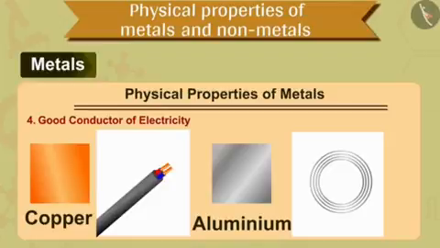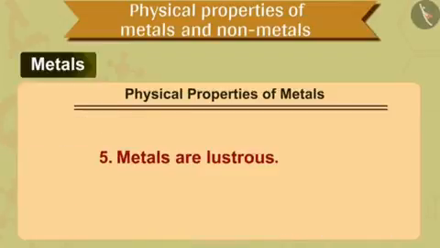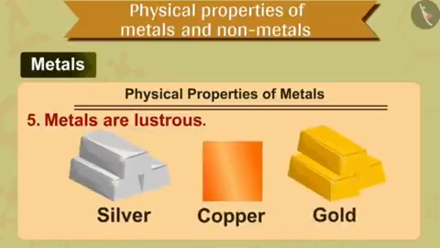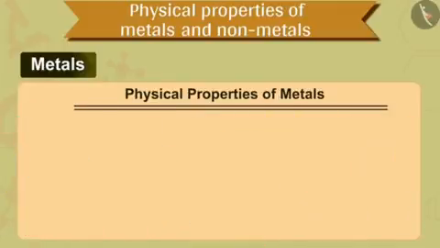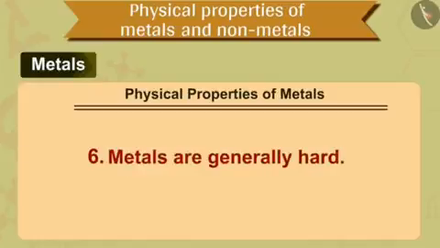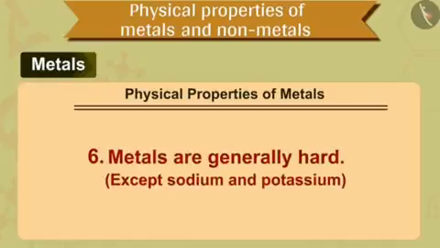The next, fifth property of metals is that metals are lustrous. That is, they have a shiny surface and also they can be polished. For example, gold, silver, and copper. The next, sixth property of metals is that metals are generally hard except sodium and potassium.